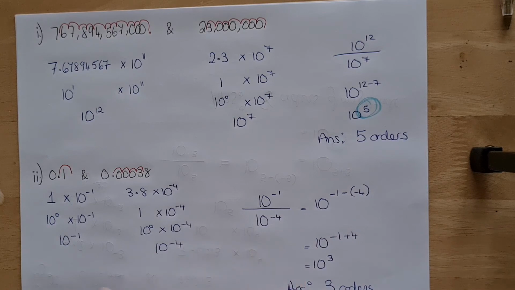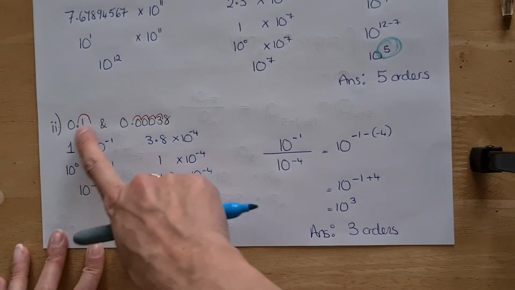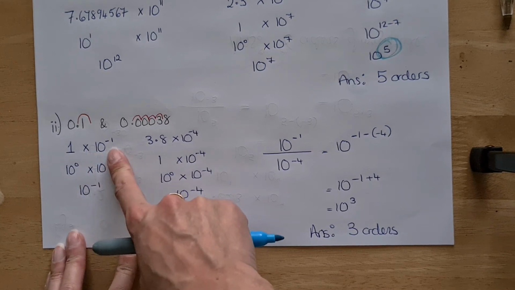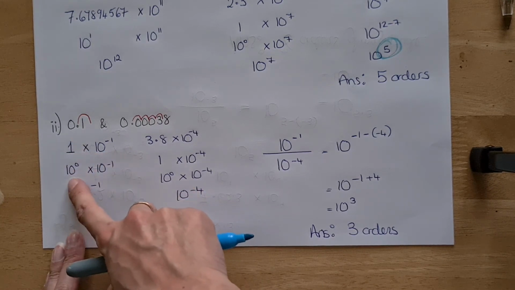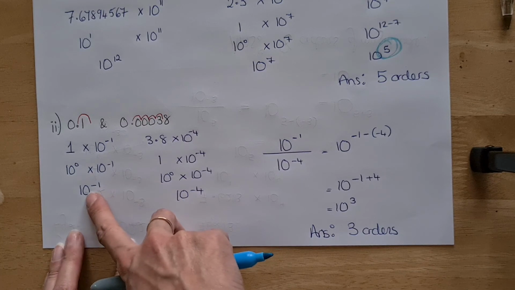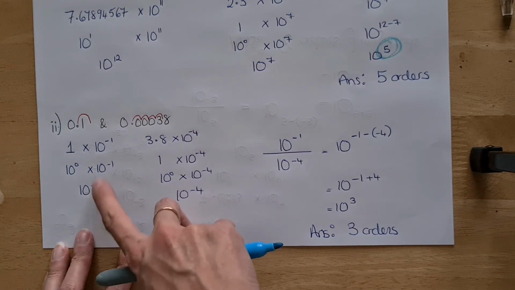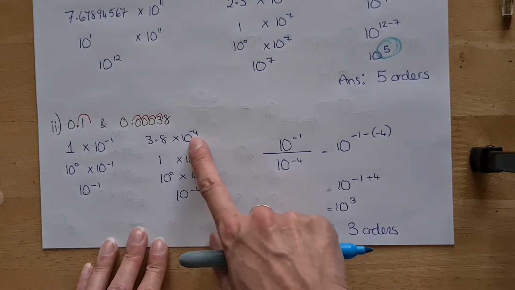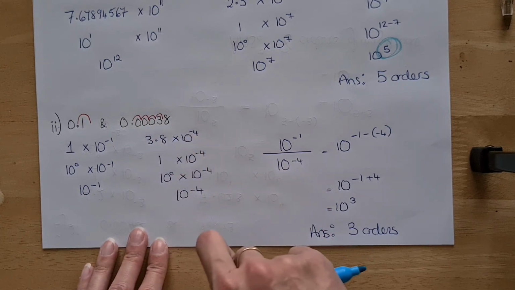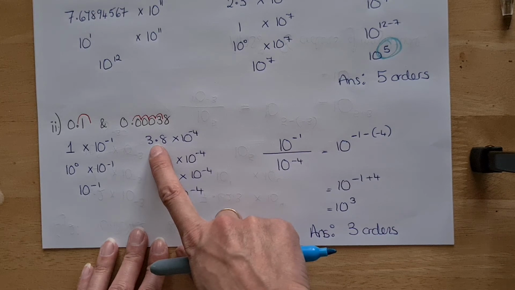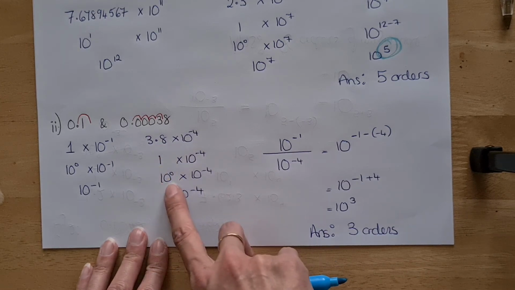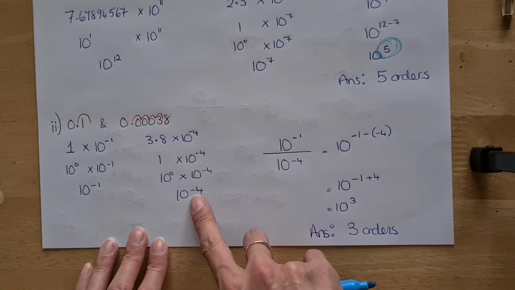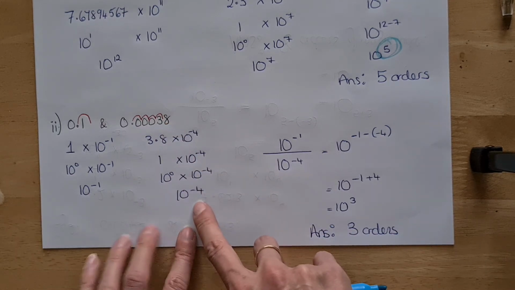Okay? The next one. 0.1, if you write that in scientific notation, it'll be 1 multiplied by 10 to the power of minus 1. 1 means it goes to 10 to the power of 0. Rules of indices means you end up with 10 to the power of minus 1. So there are minus 1 orders of magnitude for that number. For this number, you're bringing your decimal place to the right. You're bringing it 4 places to the right, so it's a minus 4. 3.8 is less than 5, so you round down to a 1. 1 is the same as 10 to the power of 0. Add your indices and you'll get 10 to the power of minus 4. So that number has minus 4 orders of magnitude.